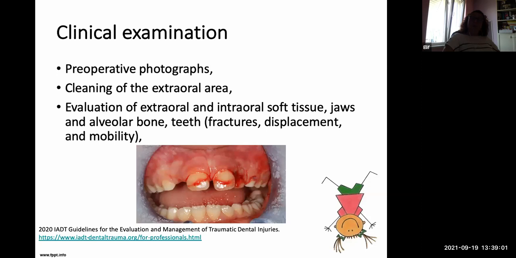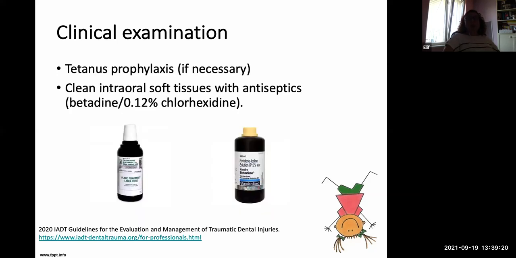We have to take preoperative radiographs for the baseline and clean the extraoral area to see things clearly, and evaluate extraoral and intraoral soft and hard tissues, and teeth regarding fractures, displacement, or any mobility. Tetanus prophylaxis is important. If necessary, we should refer the patient for tetanus vaccination. And afterwards, we should stop bleeding and clean intraoral soft tissues with antiseptics such as betadine or chlorhexidine.